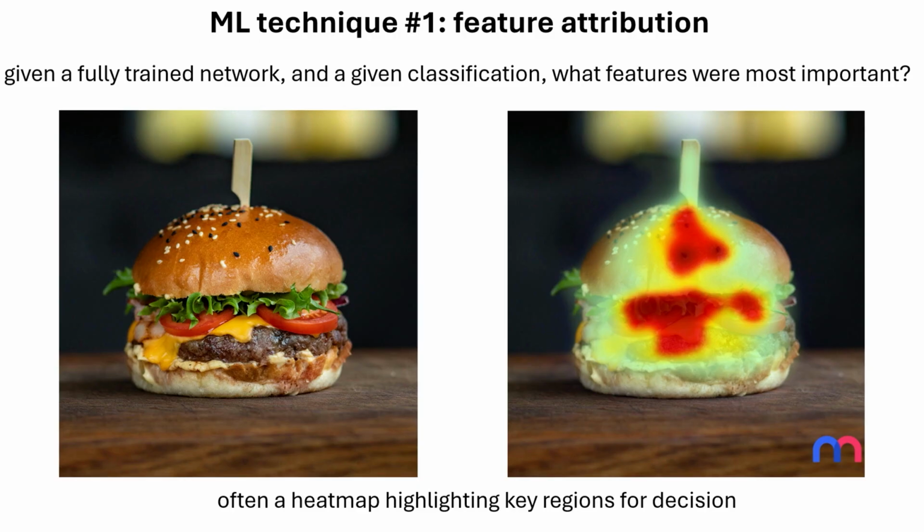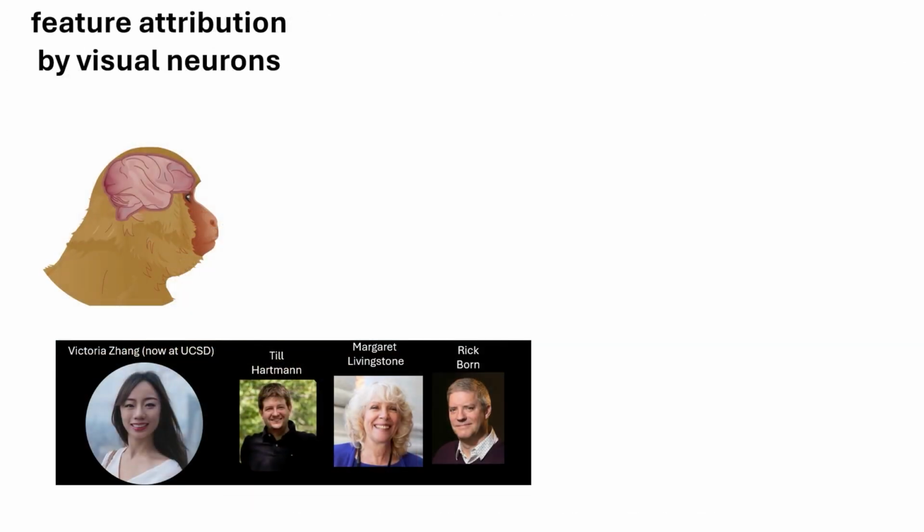It's probably quite common to most of you. This is the idea that when you're given a fully trained network in a given classification, hopefully a correct one, it is possible to then identify what features are most important. In this technique, a heat map is usually used to highlight these key regions that were used for the decision. So this is a program that we started a few years ago.